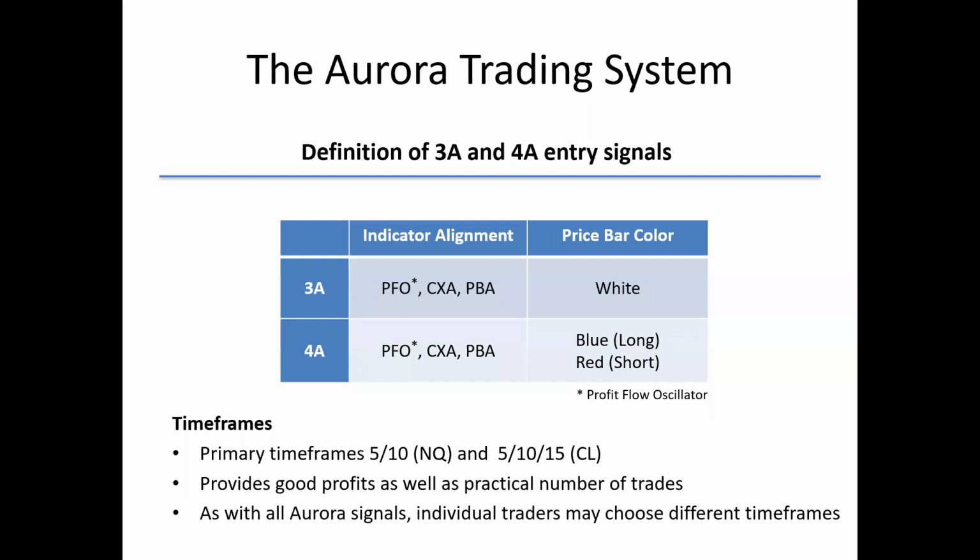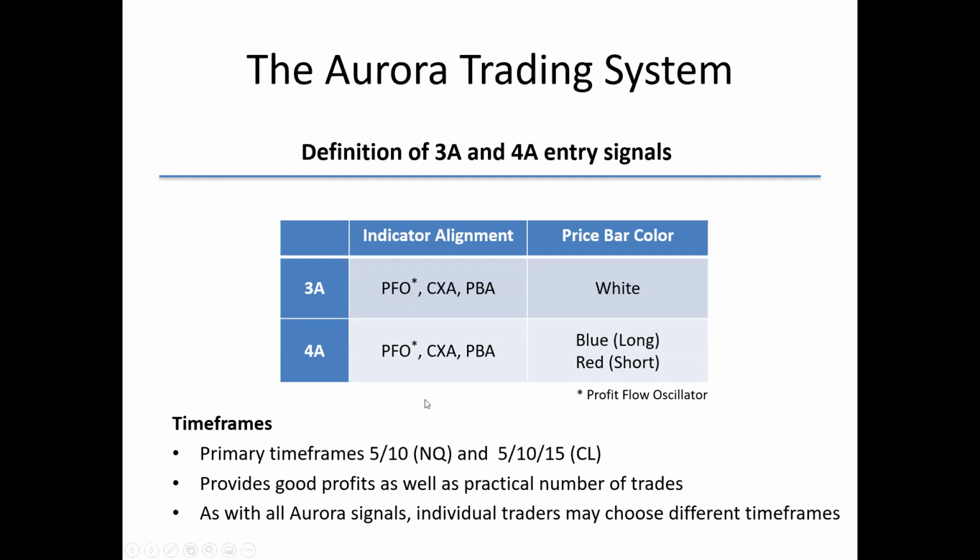Now, we didn't get real creative on the naming of these signals. 3A is just simply that there are 3 parts of the system that are aligned. That's 3A, 3 alignment. And 4A is 4 parts of the system: PFO, CXA, PBA, and the price bar color. So we have 4 parts of the system that are aligned.